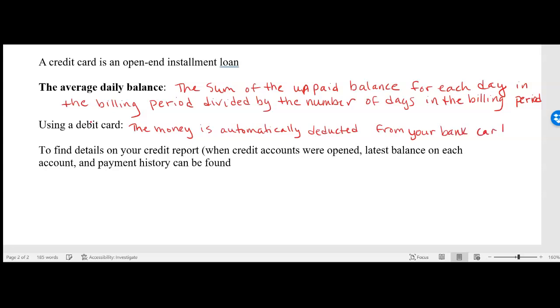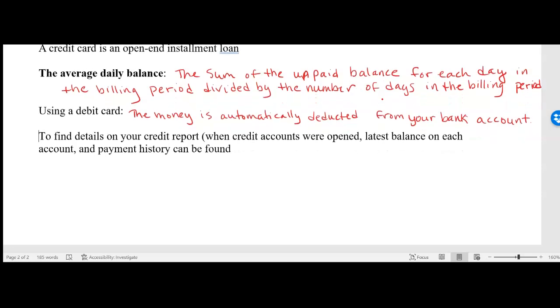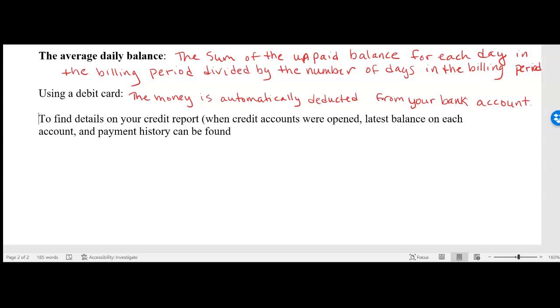Okay. Credit card, you're making a purchase, but you're borrowing the money. With a debit card, that automatically just takes money out of your bank account. That's the difference there. And to find details on your credit report, when credit accounts were opened, latest balance on each account and payments history can be found.